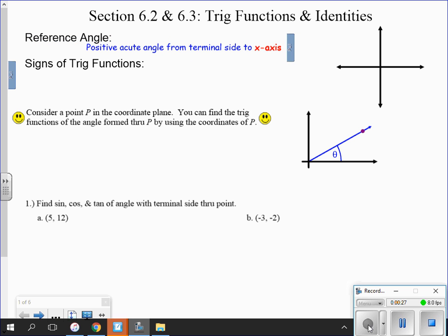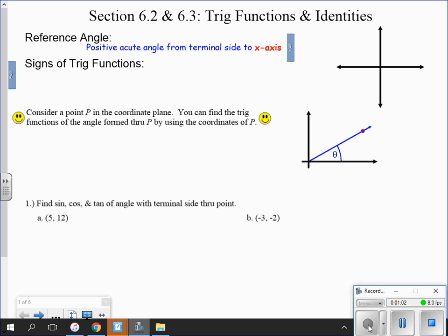So, reference angle. In your notes from yesterday, one of the things you talked about were angles that were coterminal. The reference angle is the positive acute angle from the terminal side to the x-axis. What it deals with is that any angle can be reduced if it's more than 2 pi or less than 0, can be reduced to something between 0 and 2 pi, and then we can find the angles from it.